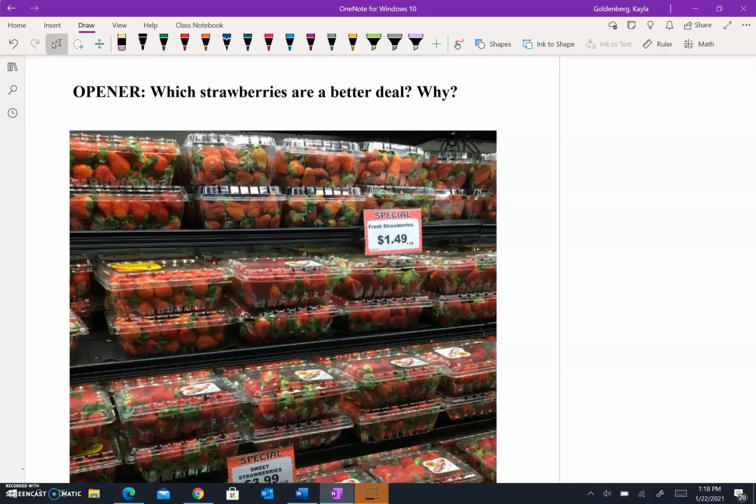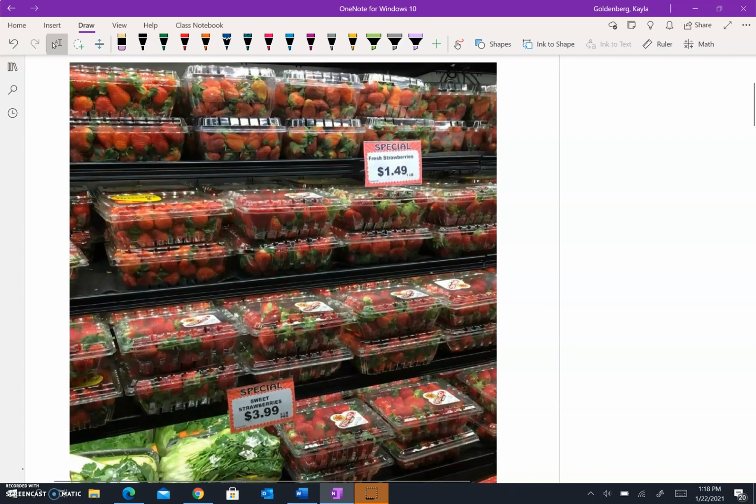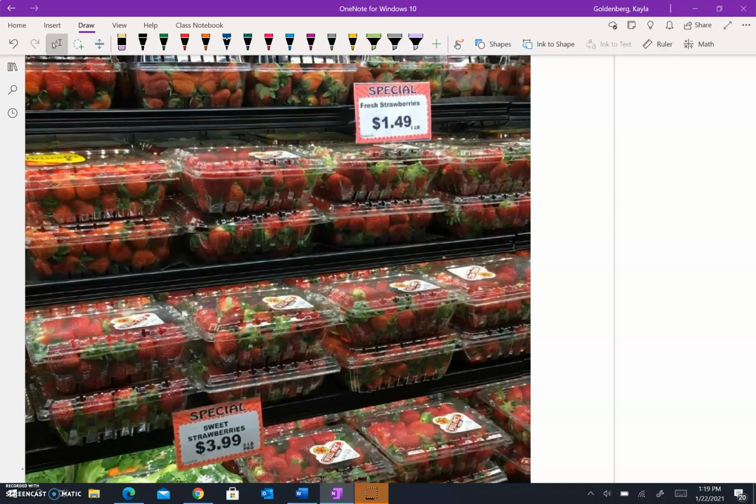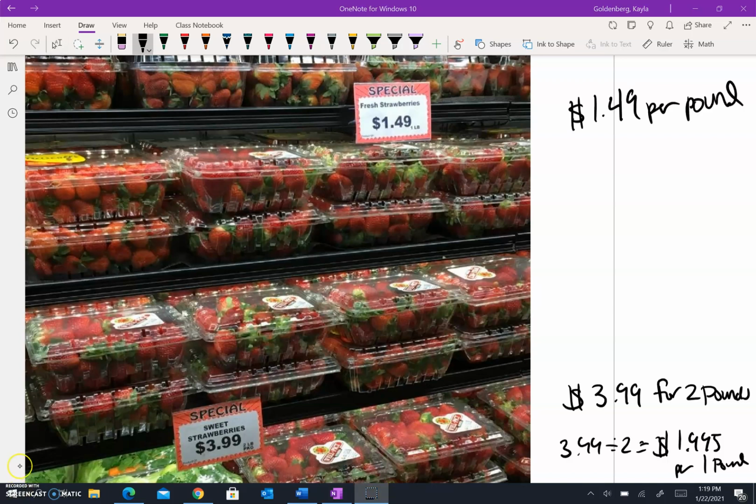So, the question is, which strawberries are a better deal? I'll zoom in so you can see the full labels from the grocery store. I'm going to pause. I want you to pause the video, think through which ones are a better deal and why. Unpause when you're ready to compare against me.